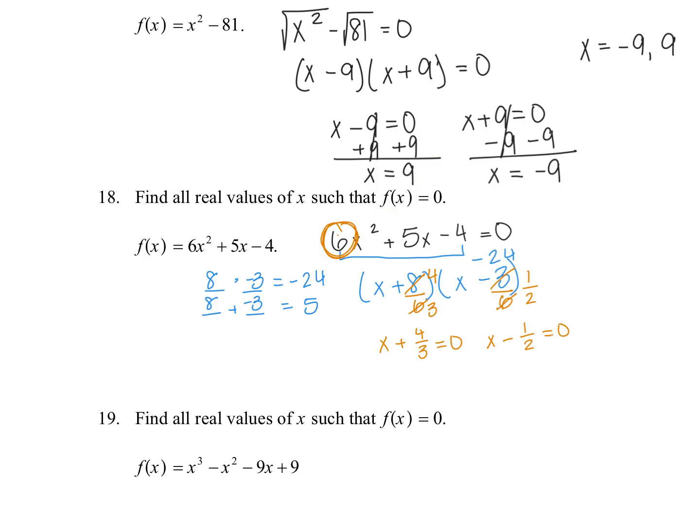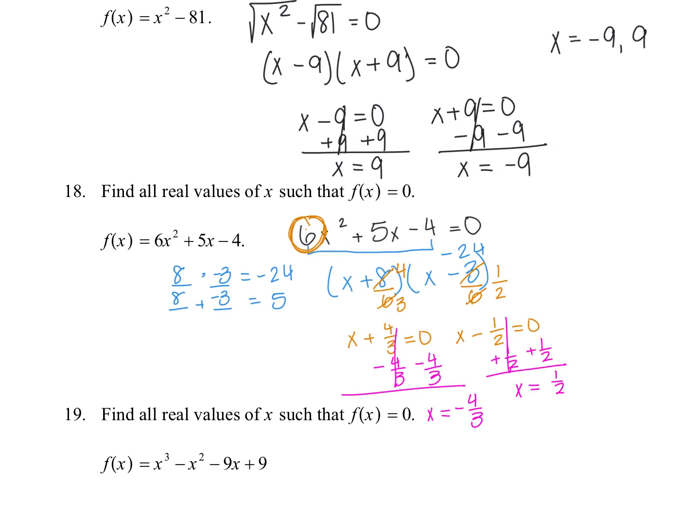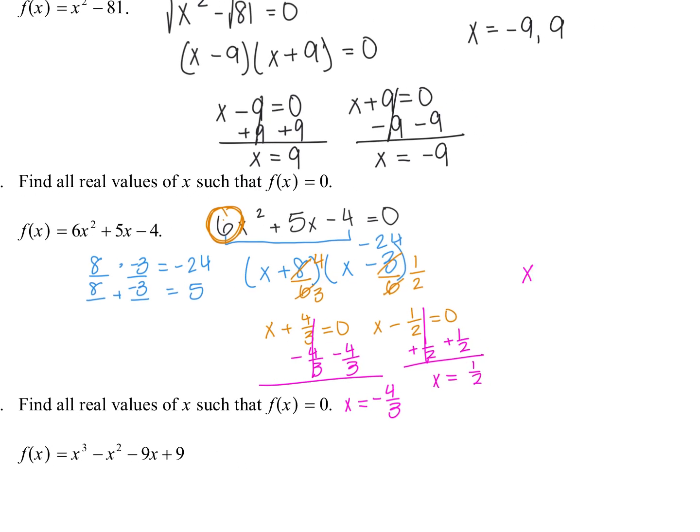Going ahead and solving for these, let me grab a different color. I'm going to subtract 4 over 3 from both sides. I'm going to end up with x equals negative 4 over 3. And then I'm going to add 1/2. So on this side, I'm going to have x equals 1/2. So my answers will be x equals negative 4 over 3 and 1/2.